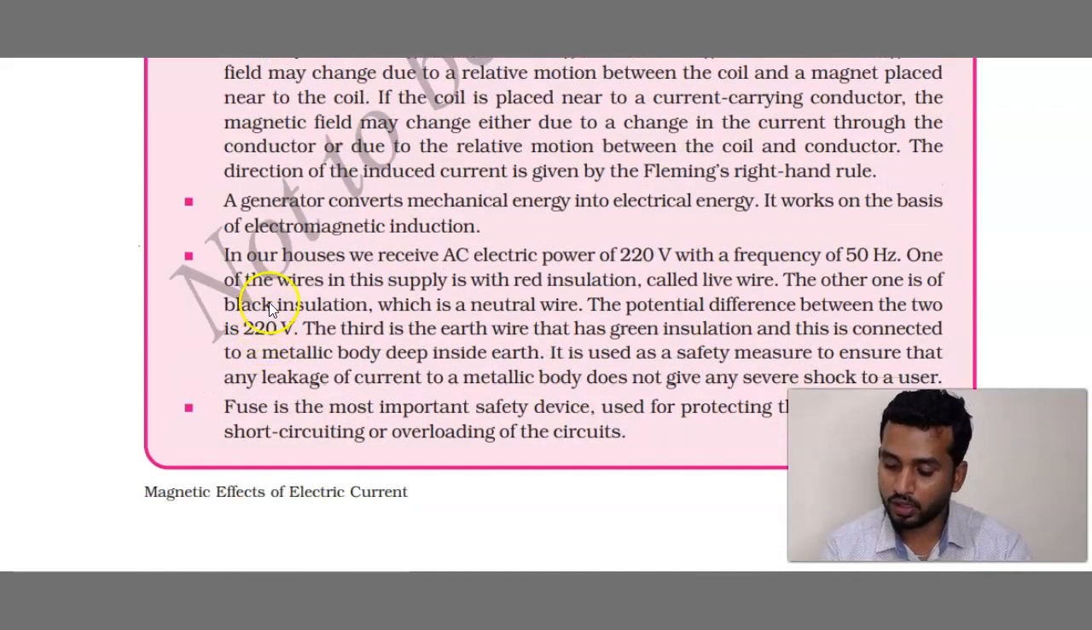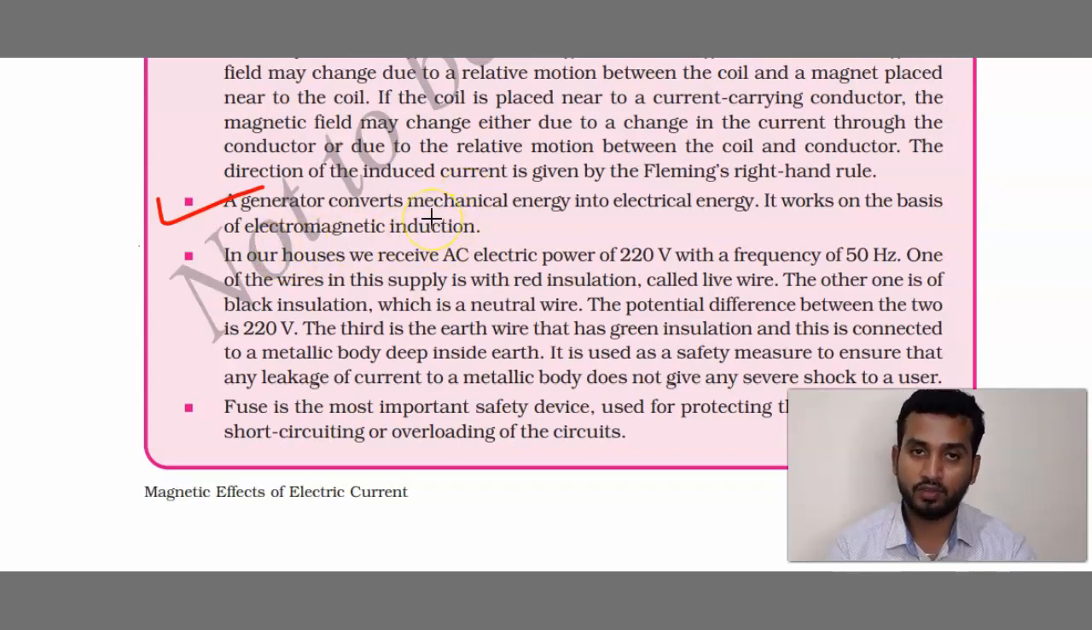Done? Okay, a generator converts, this is the definition of a generator. A generator converts mechanical energy into electrical energy. It works on the basis of electromagnetic induction. Very important. That is your dynamo difference, generator difference, motor difference. Dynamo is a device which converts mechanical energy into electrical energy. Motor is a device which converts electrical energy into mechanical energy. Generator is a device which converts mechanical energy into electrical energy. It works on the principle of electromagnetic induction. Okay, done? Next point.